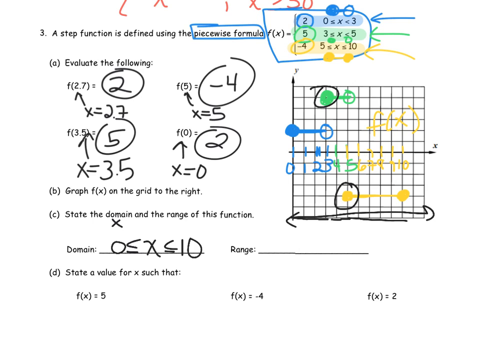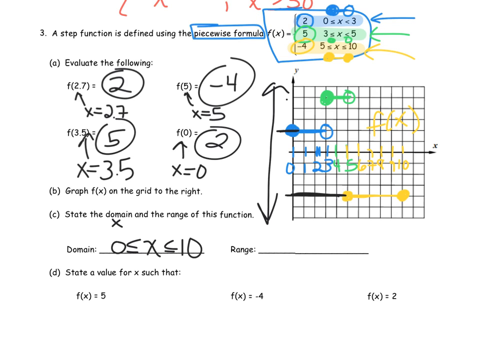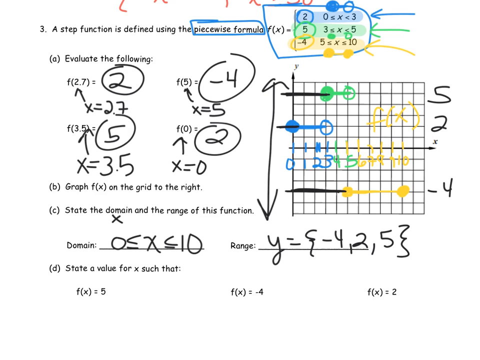Now let's look at the range. Now the range is going to be a little funky here because range we go up and down, right? Range is always up and down, the y values. Well, I only have a y value here at -4, a y value here at 2, and then another one at 5. Well, hey, that's my range. I have a y value at -4, 2, and 5. So there's my range. Y is equal to -4, 2, and 5. And we use squiggly brackets to include that set. Okay, awesome. All right, let's keep going.